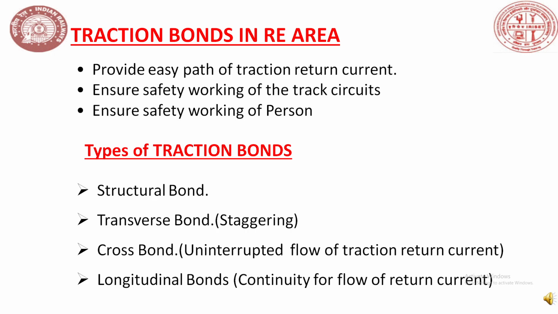Traction bonds in RE area provide an easy path for traction return current, ensure safe working of the track circuits, and ensure safe working of persons. Types of traction bonds: structural bond, transverse bond, that is staggering, cross bond for uninterrupted flow of traction return current, and longitudinal bonds for continuity of flow of return current.